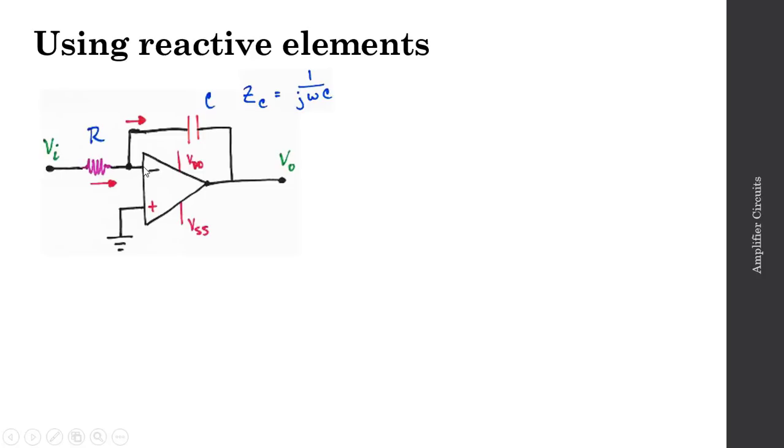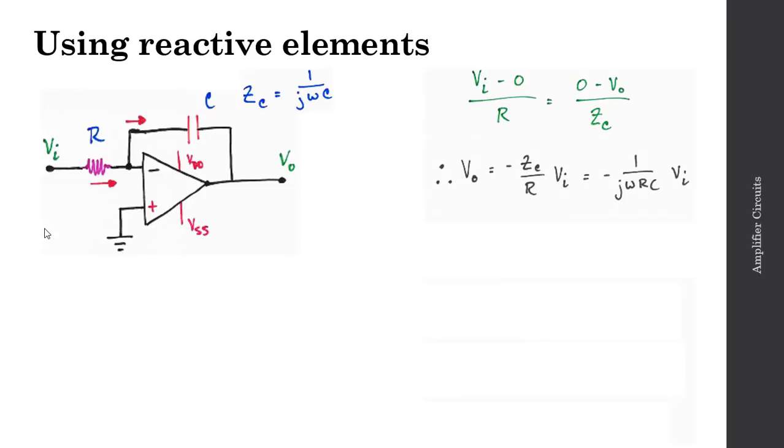The current going into the inverting input is going to be equal to 0. Both currents are going to be equal to 0. I plus and I minus will both be equal to 0. And so VI minus ground, or 0, divided by R, the resistance of my resistor, is going to be equal to 0 minus Vout over ZC, the impedance of my capacitor. And this gives me a voltage output equal to minus ZC over R, all times VI, my input voltage. And so if I substitute in for ZC, I'll find my output voltage is now equal to minus, since it's an inverting op-amp, minus 1 over j omega RC, all times VI, the input voltage.